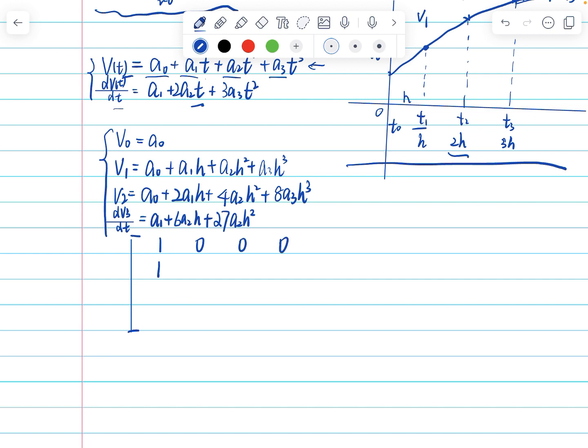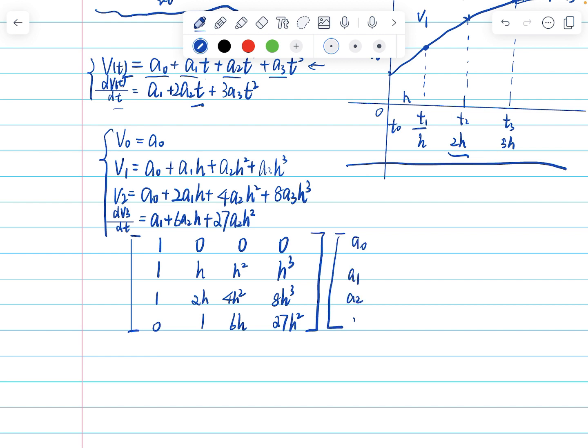Here, h should be 0, 0, 1. And here should be A0, A1, A2, A3. This matrix is what you're interested in MATLAB when you write the equations, right? Here's V0, V1, V2, and dV3/dt.